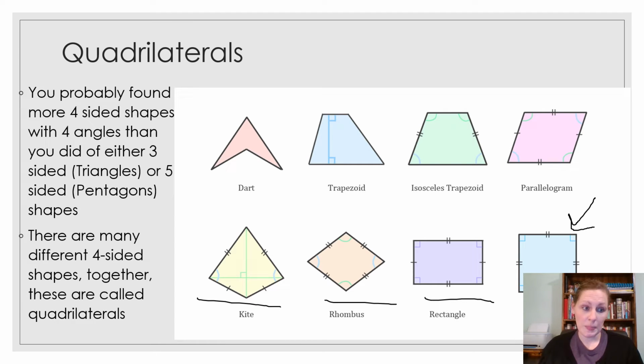Not to mention, this shape seems to be a little bit more practical, right? A table in the shape of a triangle, while really neat and awesome, might not be as practical as a table in the shape of a rectangle or a square. So quadrilaterals, they are 4-sided shapes.